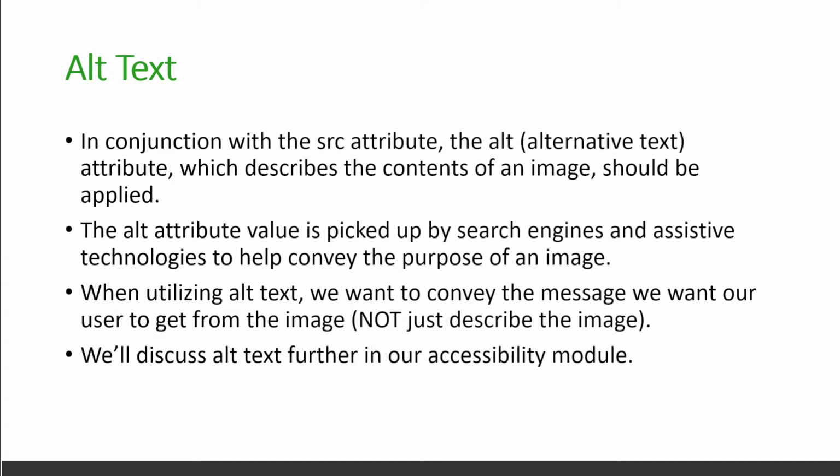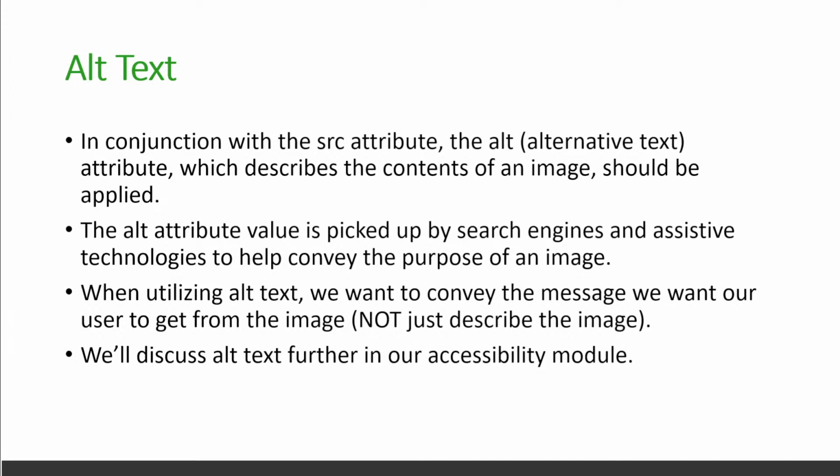alt text. Right? So in conjunction with the source attribute, the alt text, or alternative text, attribute describes the contents of an image, and it describes the purpose of the image that you have. So if you are trying to convey information through an image to your users, well, what about people who can't see? That's what this is for. There are people who use assistive technologies like screen readers who need a different means of having information conveyed to them.